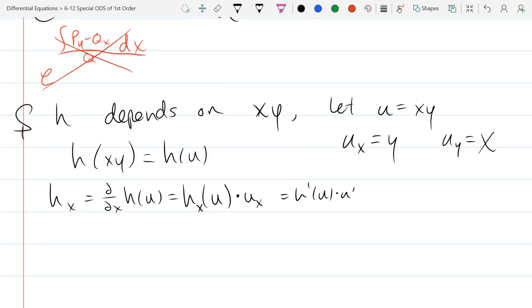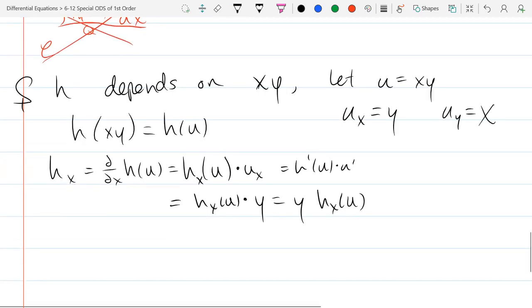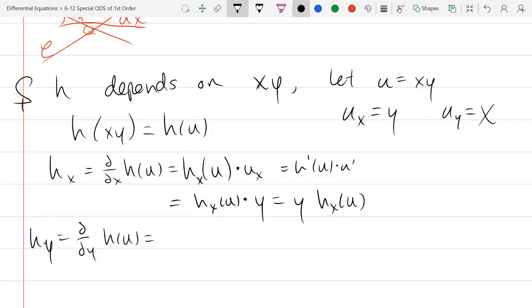And what is ux? ux is just y. So we're going to use that right here. So we have hx of u times y, or we can write the other order, y times hx of u. And we'll do the same thing for hy. So do the same thing for the y derivative of h of u. It's really similar.